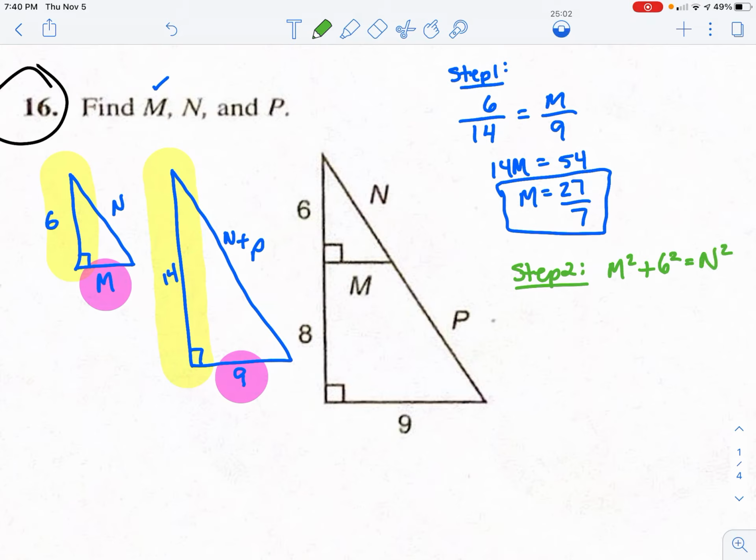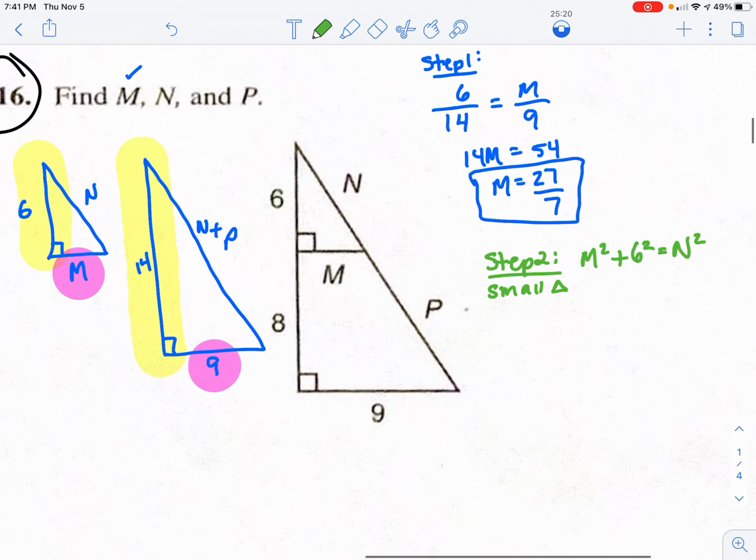Why do I pick that? Because now this is all off of the smaller triangle. And I'm using the smaller triangle, and I can actually make a little note here: small triangle. I'm going to use those parts because it'll be easier for me to solve for n. I know what m is already, so let's just fill in what we have. So we're going to have 27 over 7 squared. That's m squared for my smaller triangle.